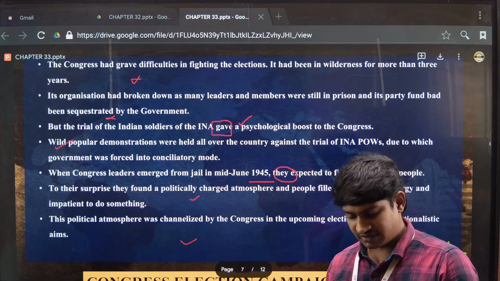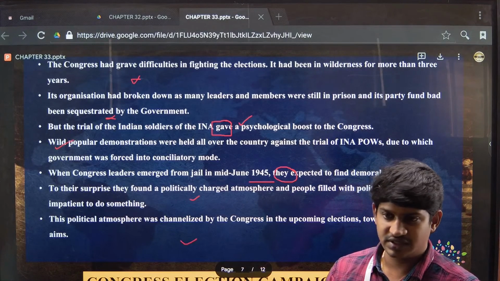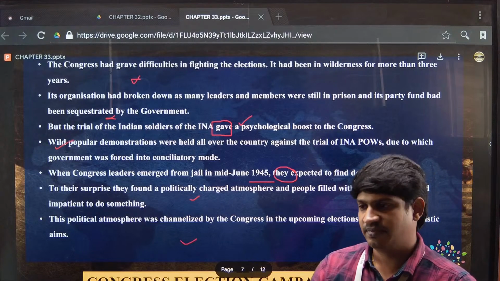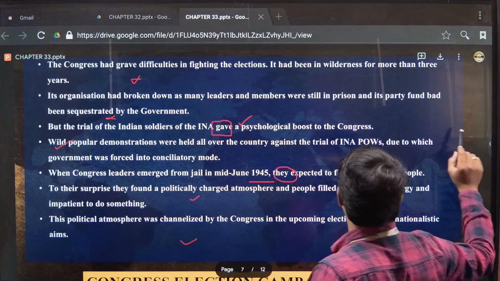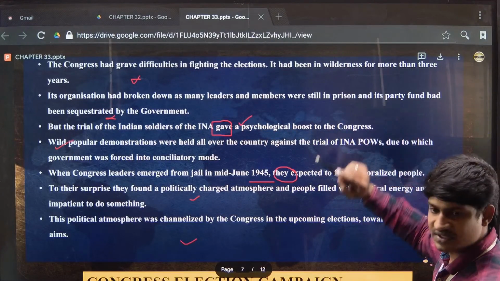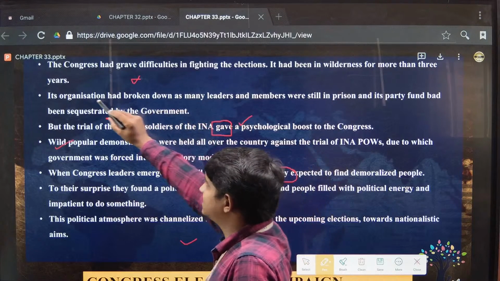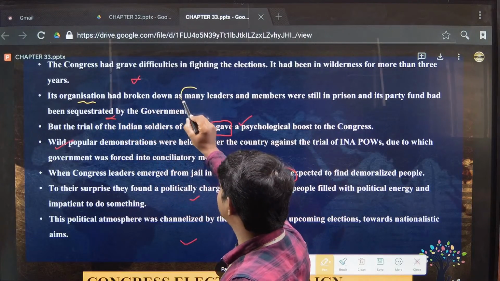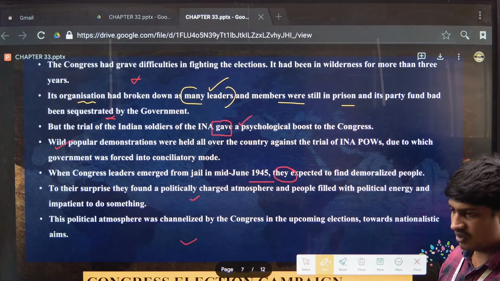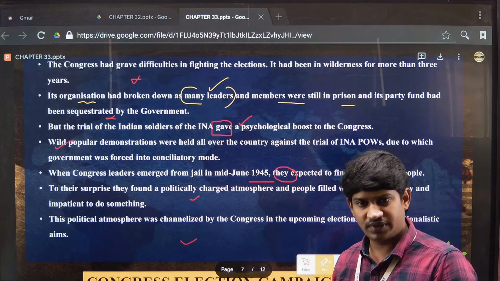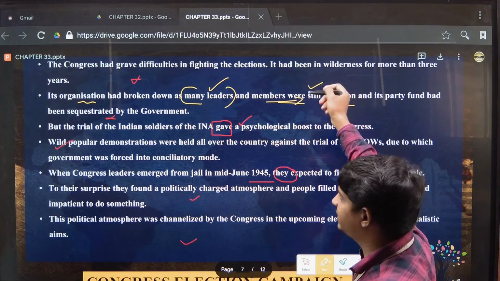So without any preparation, if we enter the election, or if we have planned to contest in the election, how would the result be? All of that was there. But despite the difficulties, the people were ready to support this election. Another problem is that as an organization it had been broken down, as many leaders and most of the members were in prison. Even though the Congress banner was removed, most of the leaders were in prison.